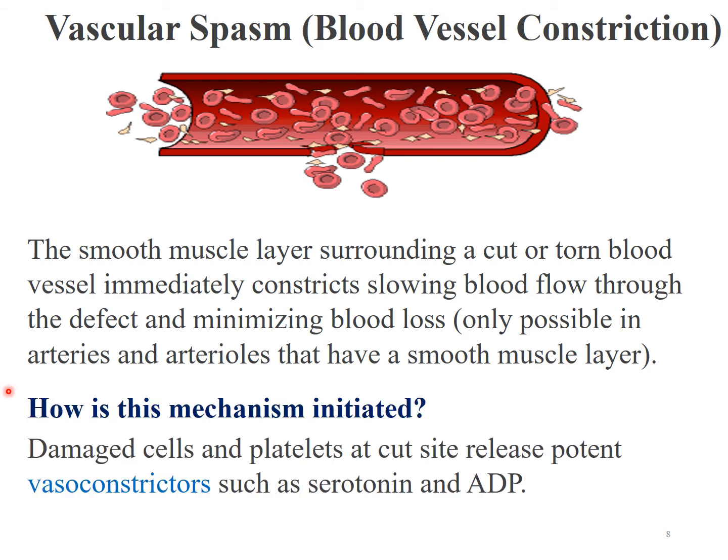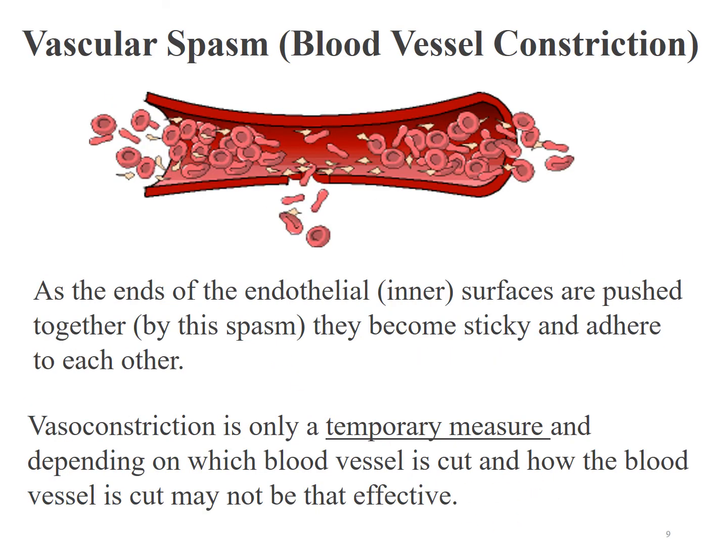Well, it is initiated by chemicals known as vasoconstrictors that are released by the damaged cells and platelets, such as serotonin and the ADP. When vascular spasm happens, the inner surfaces of the blood vessels are pushed together by the spasm of smooth muscles. You can imagine as this happens, the cut is partially closed up.